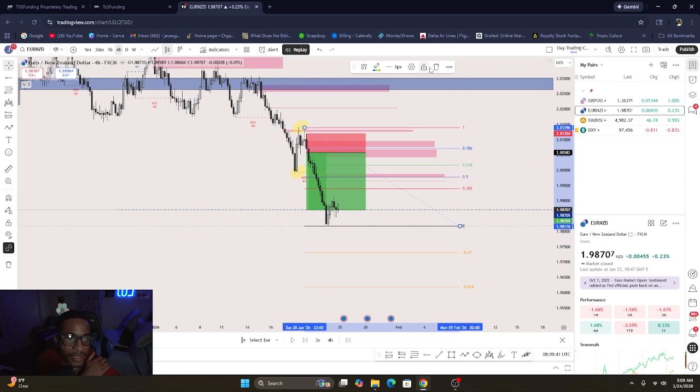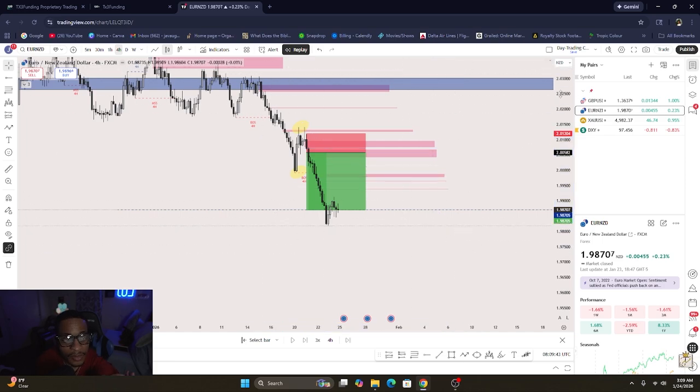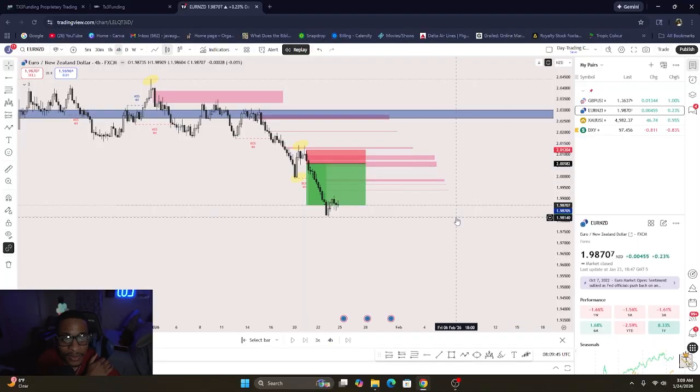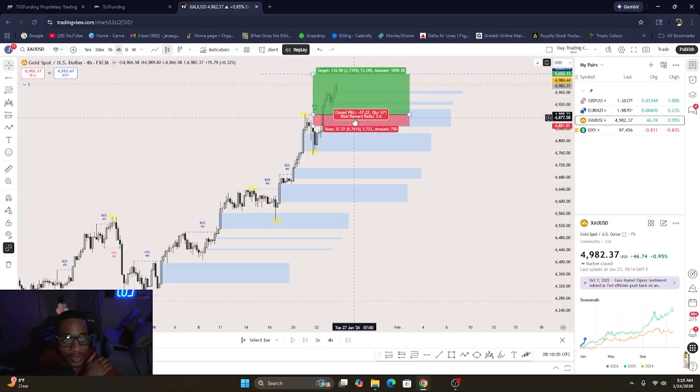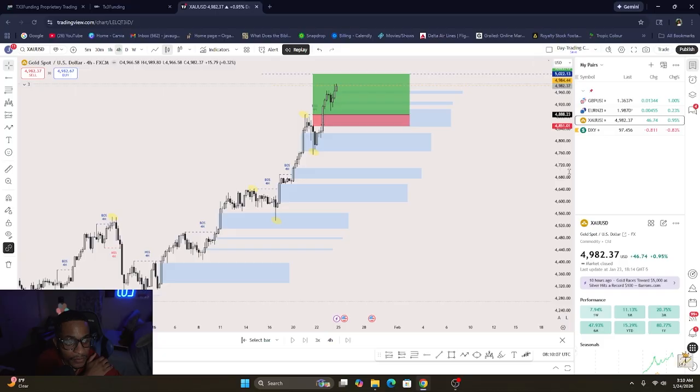So that's something I'm probably going to be looking forward to next week, or I may not, because I try to stick to one pair, you know. I might have different pairs up here, but trust me, I'm only trying to stick to one at a time. Whatever is trending, that's what I'm in, right? So that's Euro NZD, and the trade that I'm currently in right now is gold.